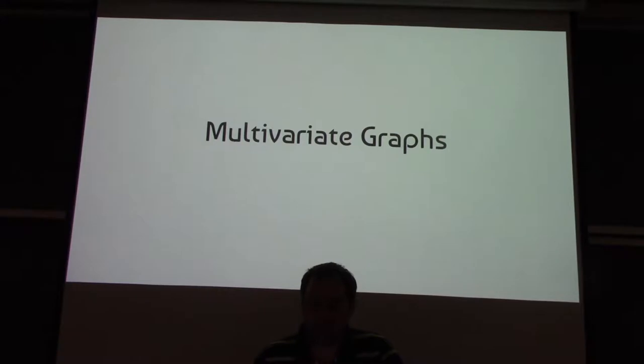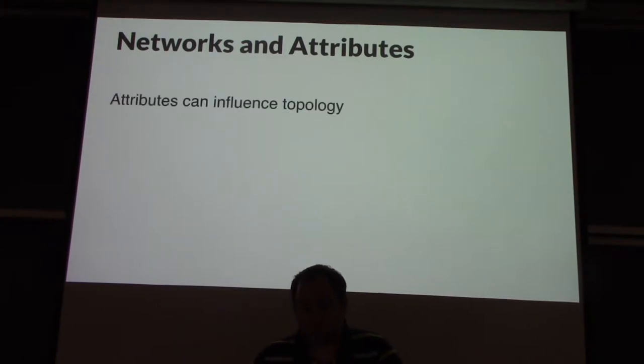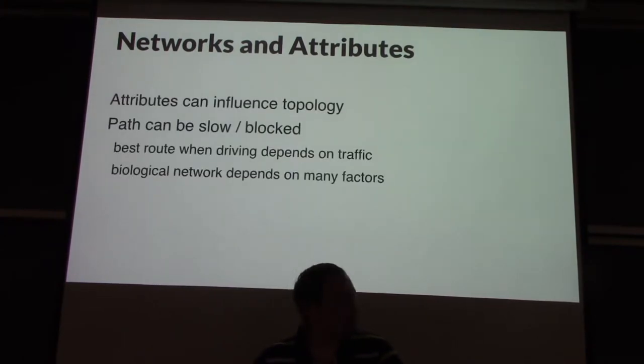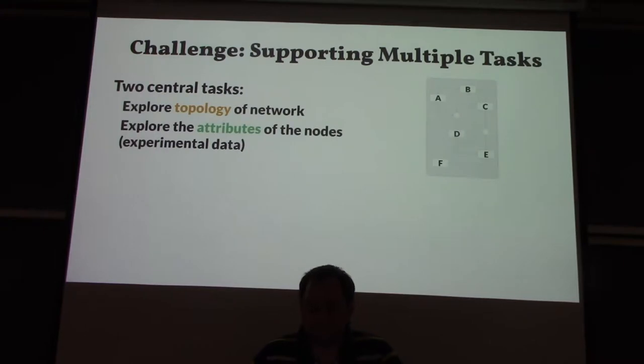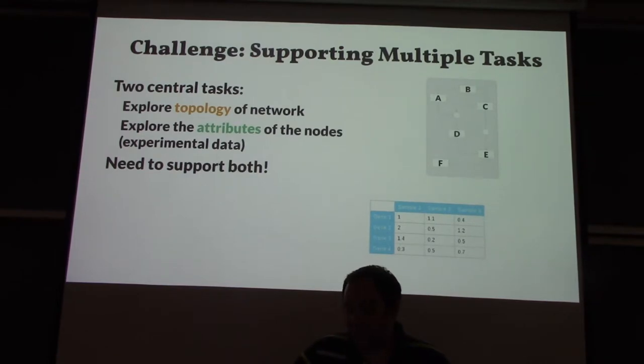We talked about multivariate graphs. This essentially moves into when attributes become important. So attributes can influence topologies. For example, a path along a network can be slowed down or blocked. The best route when driving somewhere depends on the traffic, so we need to consider attributes when we think about a network. And we have a challenge here: we want to do both topology and attribute-based tasks at the same time.